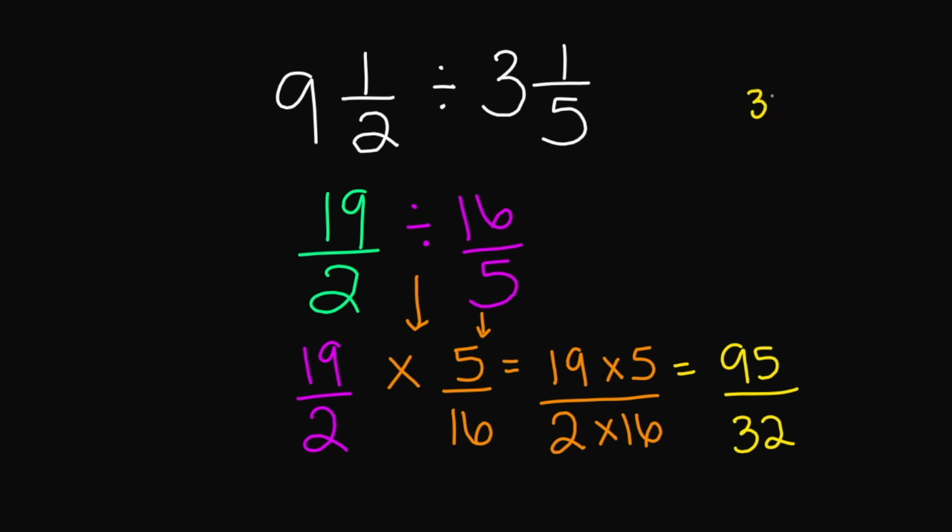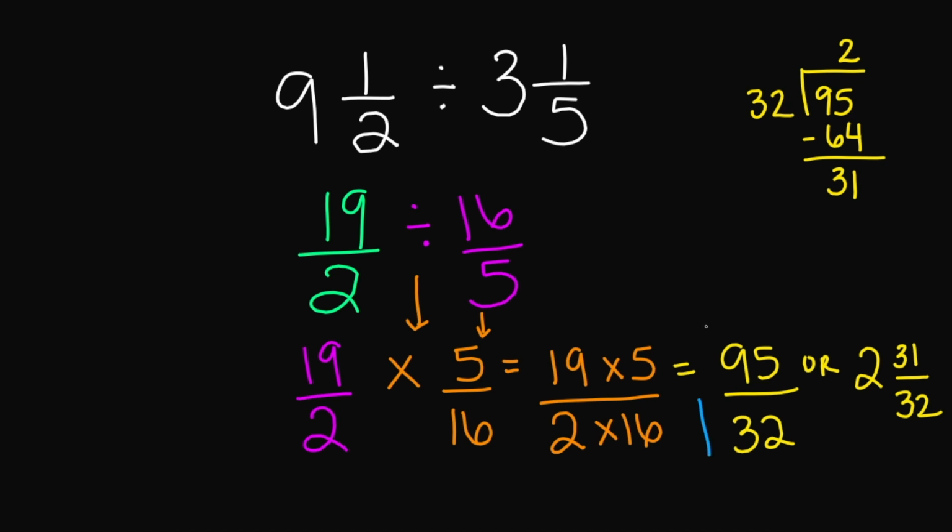So 32 on the outside, 95 on the inside. 32 goes into 95 two times. 32 times 2, this is going to be 64. 95 minus 64 is going to equal 31. And this is your final answer.